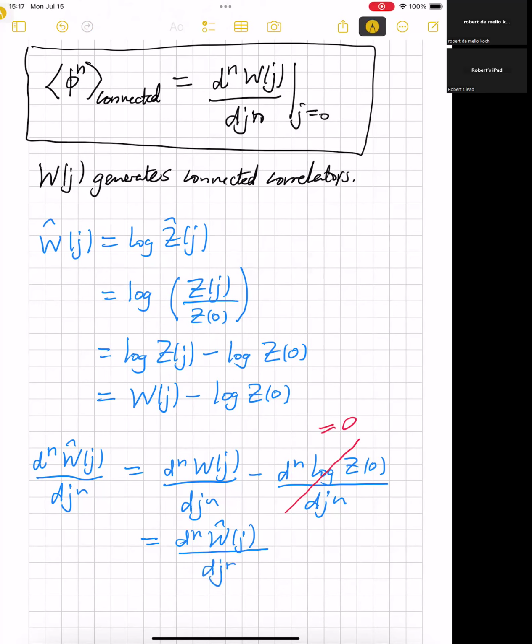And that makes sense because the only difference between Z of J and Z hat of J is that one includes the vacuum diagrams and the other doesn't, but vacuum diagrams are never connected. So if you're only picking up the connected diagrams, who cares if the vacuum diagrams are there or not? The connected pieces never involve the vacuum diagrams. Great, we'll continue in a moment.